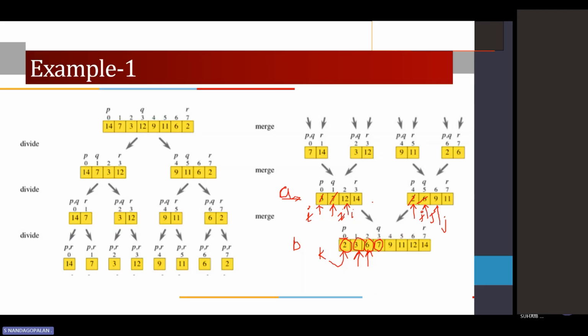So now 9 is the smaller one compared to 12. So 9 is pushed. So it goes into this. Now compare 12 and 11. So 11 is smaller. Now it is gone to the third one, this array. And now J pointer has reached the end. So now you have to copy the remaining elements pointed by I. It could happen even for this array, in which case you have to copy this.